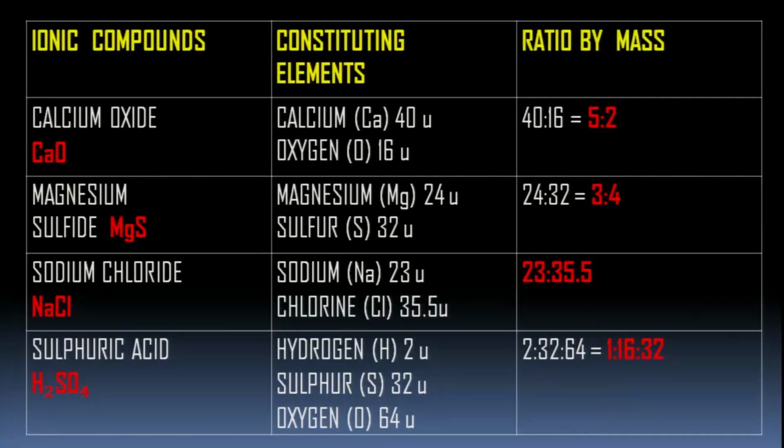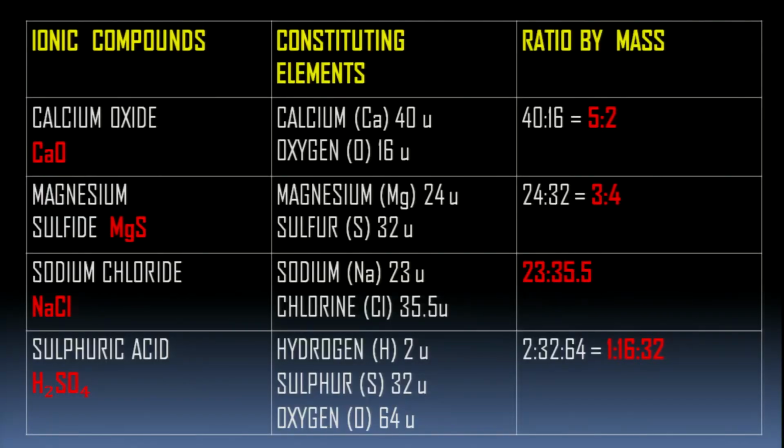Then comes sulfuric acid. Sulfuric acid, you have 3 types of atoms. What are they? Hydrogen, sulfur and oxygen. Hydrogen, H2. 1 atom of hydrogen atomic mass is 1. So, 2 atoms of hydrogen will have 2 unified units. Sulfur, 32 unified mass. Then, oxygen, O4 is there. See children, O4. 1 atom of oxygen mass is 16. So, 4 atoms of oxygen will have 64 unified mass.